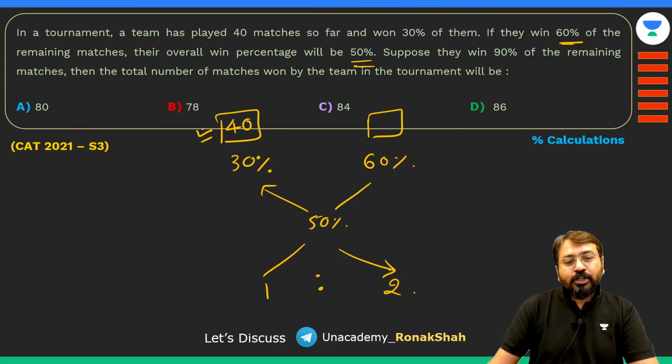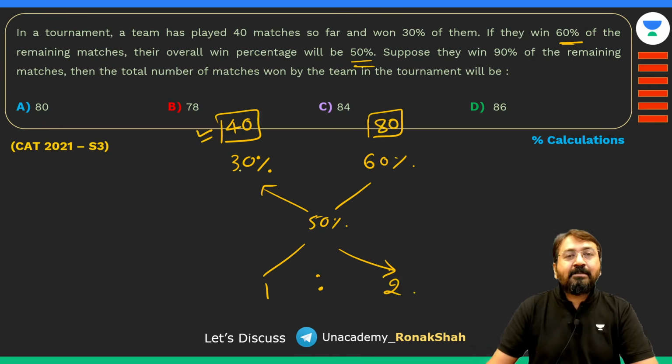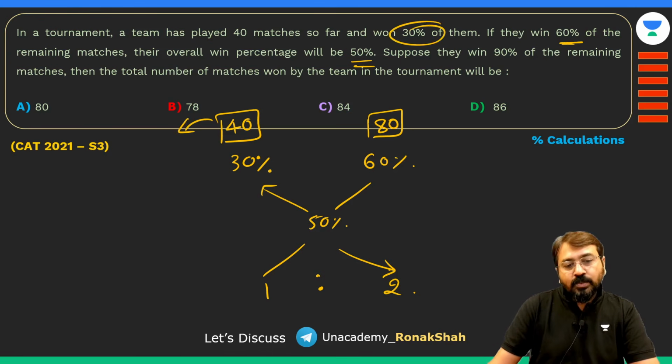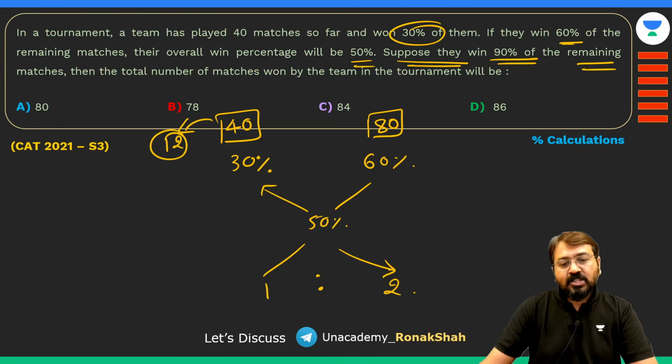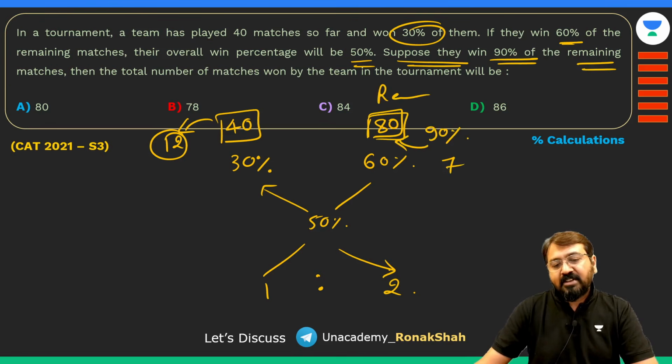So if there were 40 matches over here, there has to be 80 matches which are remaining, right? And we know that the team won 30% of this 40 matches. So this will come out to be what? 12. And what is our question? Suppose they win 90% of the remaining matches. So these are my remaining matches and he's winning 90% of it. So 90% of 80 is 72.